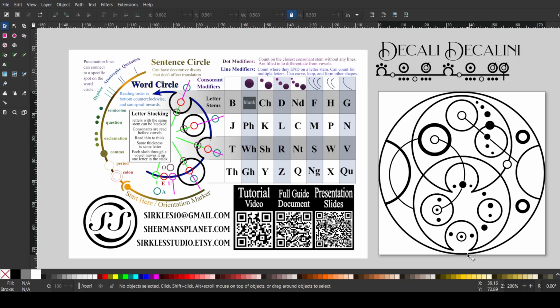You read the script starting at the bottom and you go counterclockwise, like a time traveler going back in time. And that's true for the words in the sentence as well as the letters in the words. So with that being said, let's go ahead and get to it.